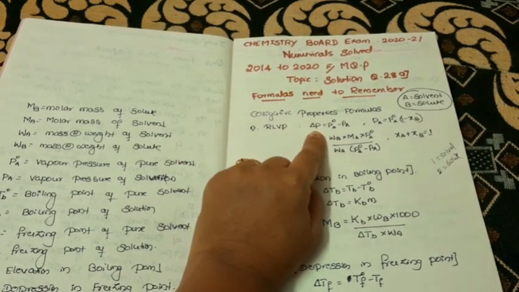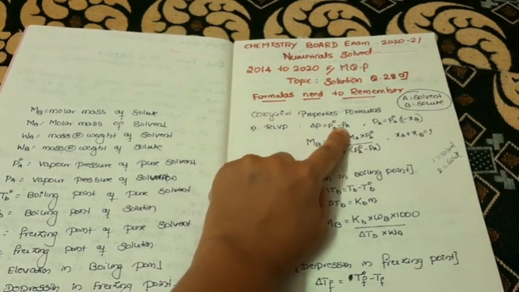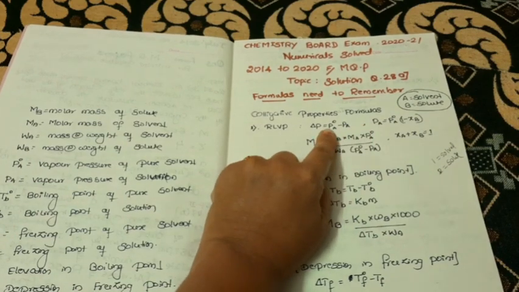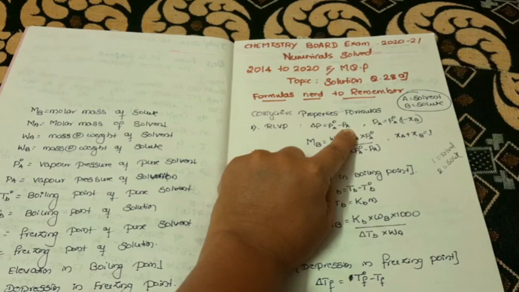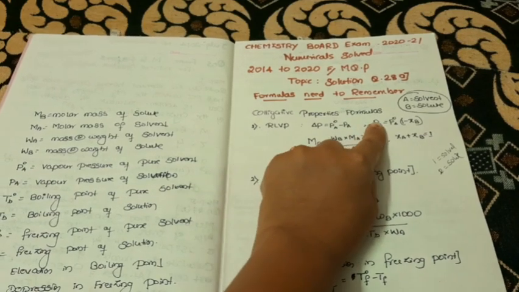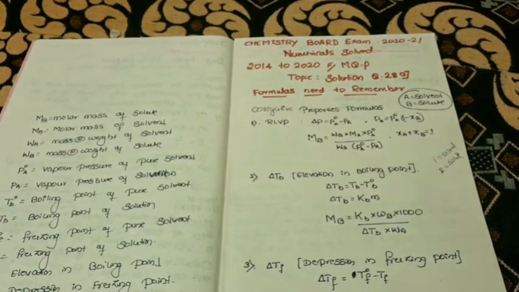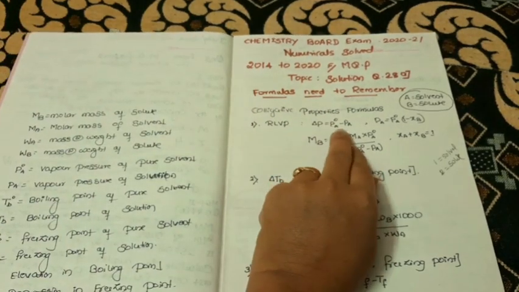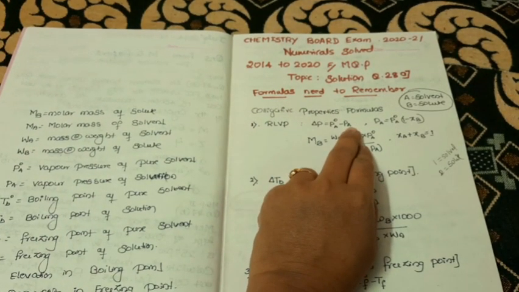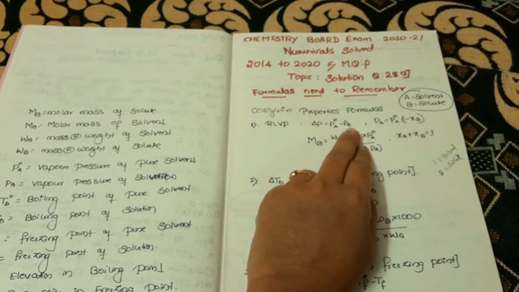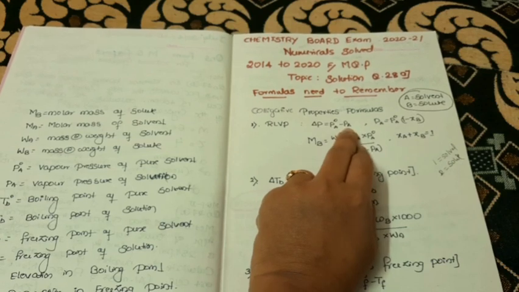So delta P is equal to P naught A minus PA, that is, the vapor pressure of the pure solvent minus the vapor pressure of the solution. See here, A is the solvent, so P naught A is pure, and here it may be a solution, meaning it may consist of some amount of solute. That's why P naught A minus PA.